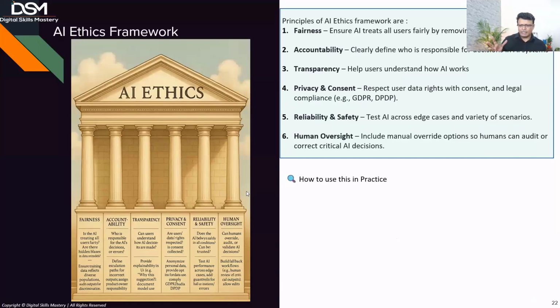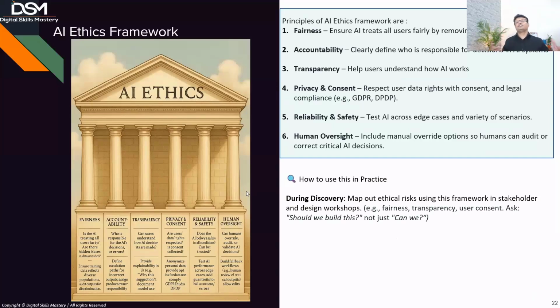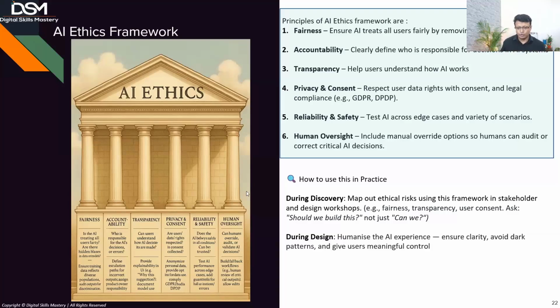Now, how does that affect you as a product manager and business analyst? So, when you are in the discovery phase, for example, you map out the ethical risks when you are looking at a particular idea, a particular enhancement, or a totally new product development, using this framework in your workshops with your stakeholders and while you're doing design. So look at the fairness, transparency, user consent. Ask, should we build this? Not just can we build this? And when you have a cross check that yes, everything is looking fine based on this ethics framework, you are good to go. So that's what you can do during the discovery.